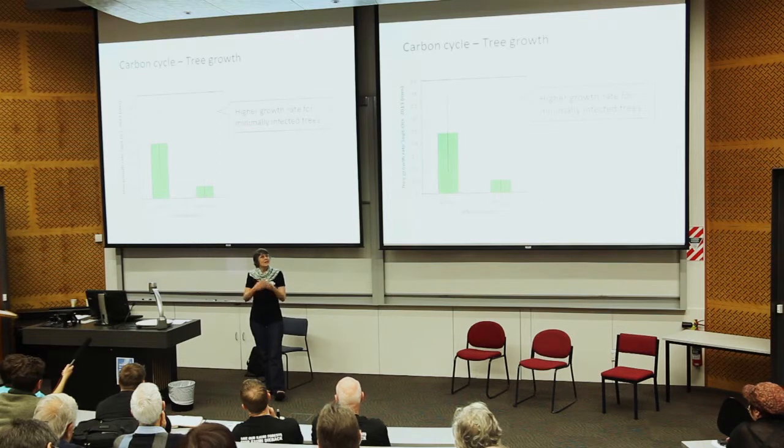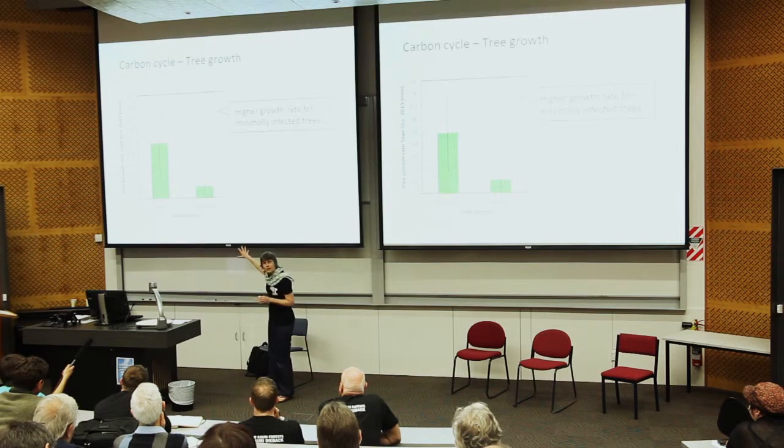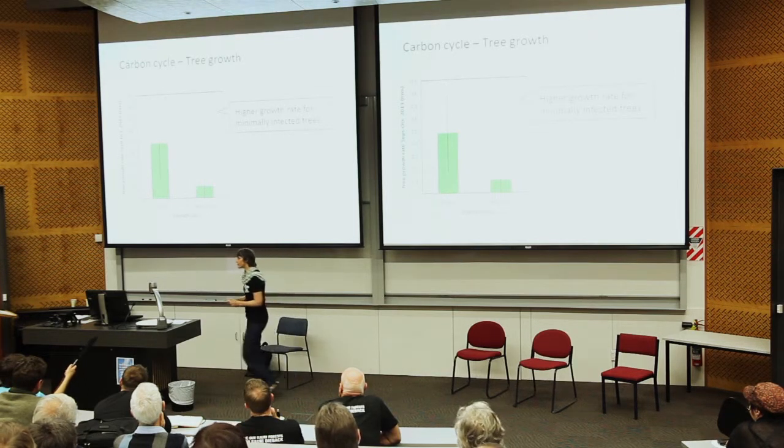So you see large error bars, but definitely a tendency that the healthier looking trees are still growing better, still taking up CO2 out of the atmosphere. The infected trees are not dead yet, they're still growing, but the growth rate is considerably lower.